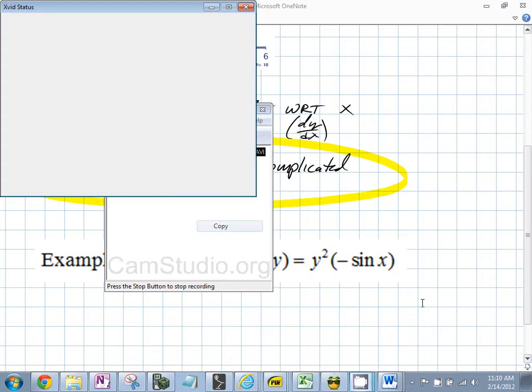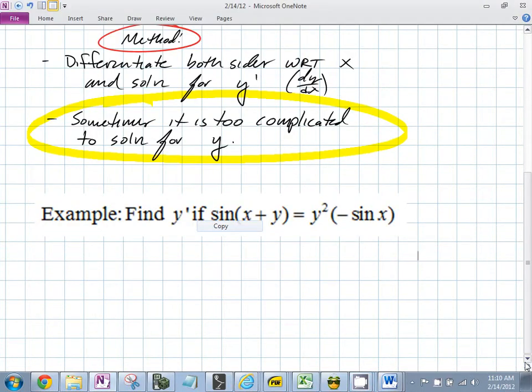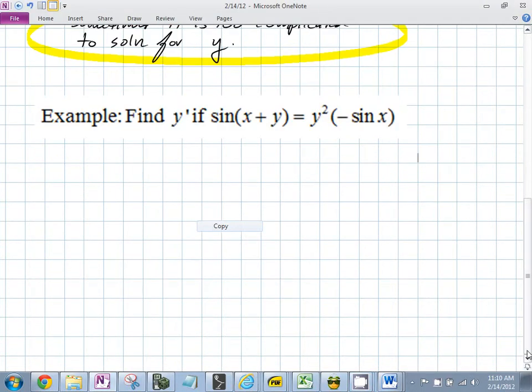with it. Find y prime if that's the definition. Now, is that a function? What do you think? It doesn't really look like a function. And also, if we wanted to differentiate that using our regular differentiation, we'd have to solve for y. Can someone just tell me what's the primary reason why you know that you're not going to be able to solve for y on that one?